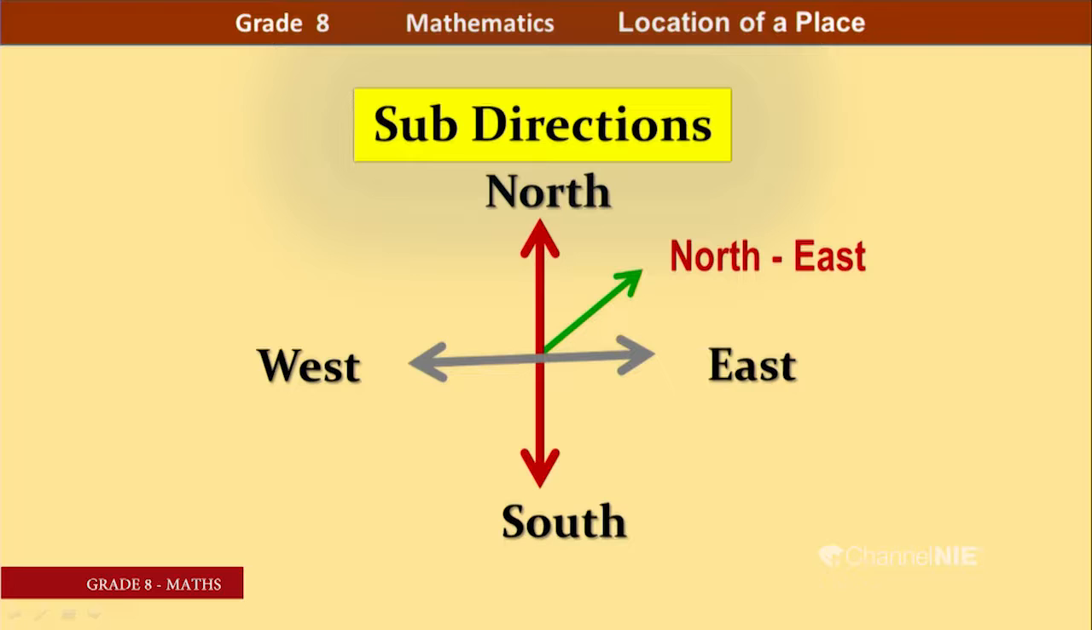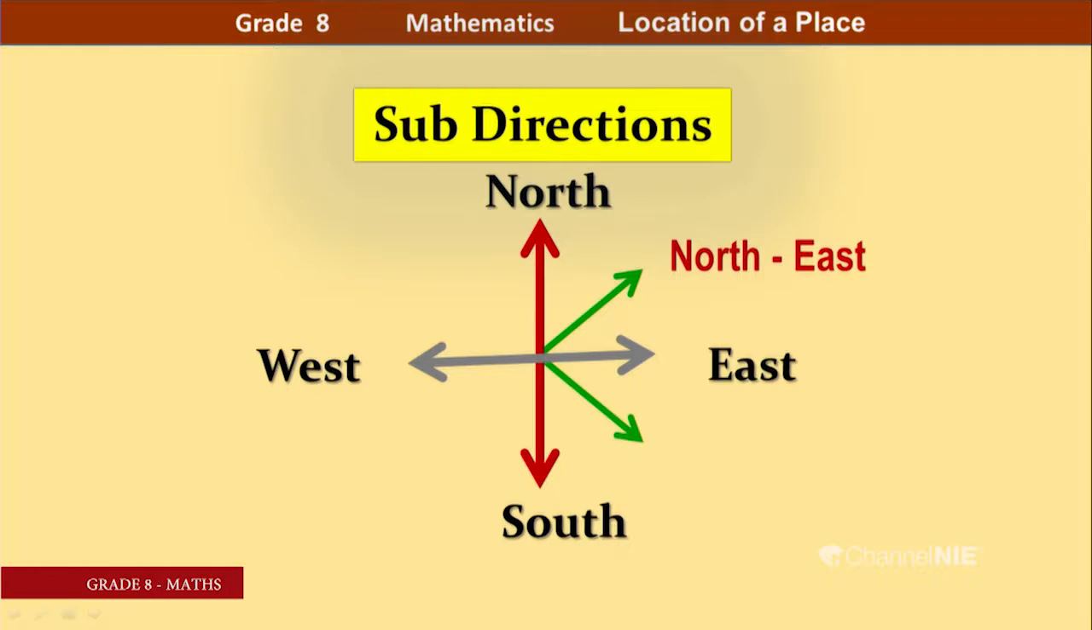Okay. This is the first subdirection. It is in between north and east. So, the priority is given to north. So, we write the first subdirection as northeast.